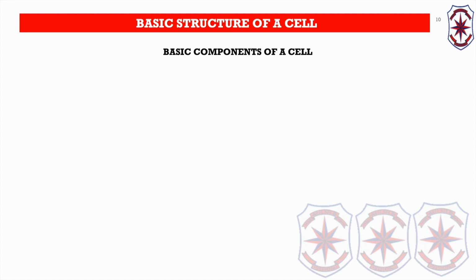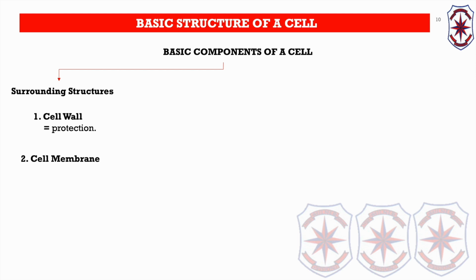Okay, basic structure of the cell. Now, the cell, like I said, is made up of different components. When we talk about a component, we are talking about different parts. Mainly, we have the structures that surround the cell, depending on which type of cell, from which organism. From grade 10, we know that plant cells have a cell wall. And then the cell wall is tough and it is made up of cellulose. And it offers protection for the cell.